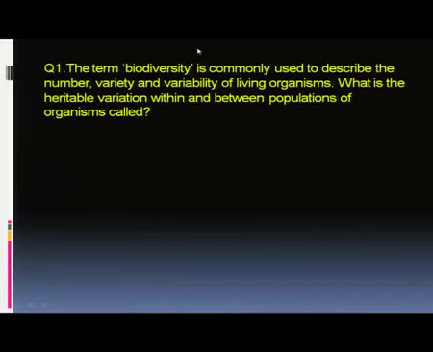Question number 1. The term biodiversity is commonly used to describe the number, variety and variability of living organisms. What is the heritable variation within and between populations of organisms called? Here I would like you to recall the concepts which we learned in the chapter biodiversity. We have learnt about the various levels of biodiversity, if you remember, and there are three major levels of biodiversity. One at the genetic level, the other at the species level, and thirdly at the ecological level.